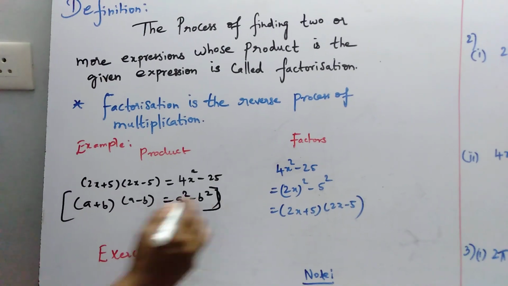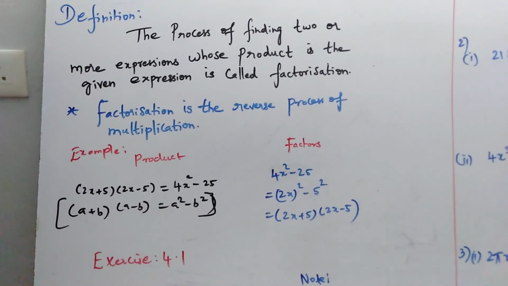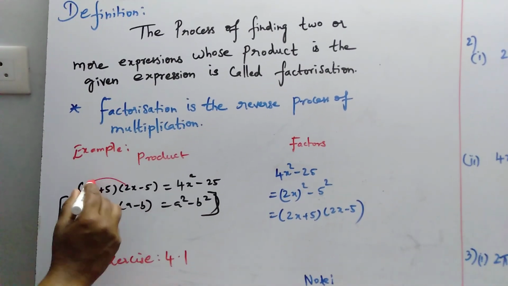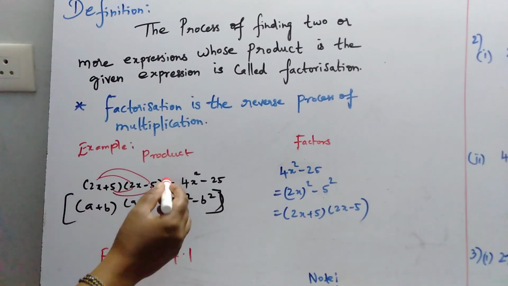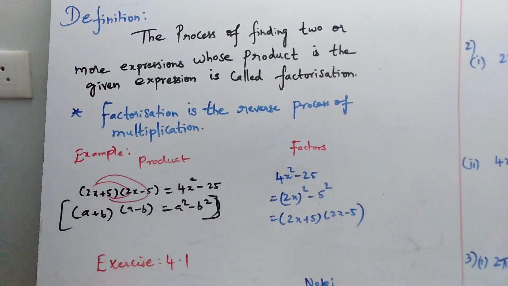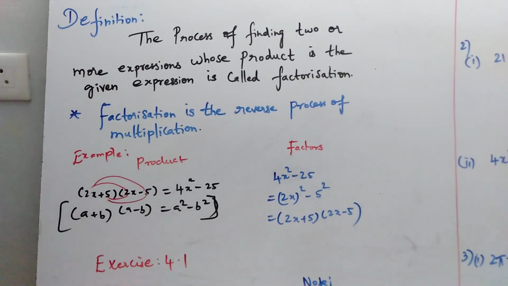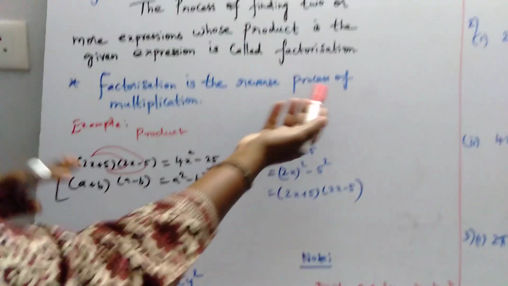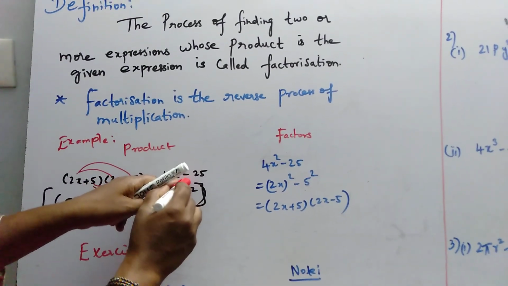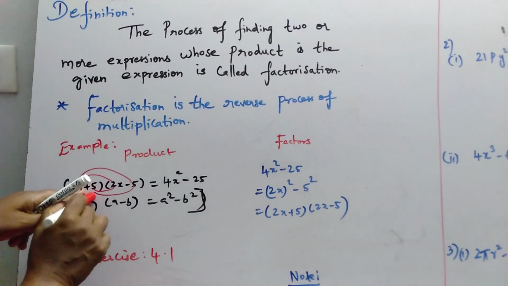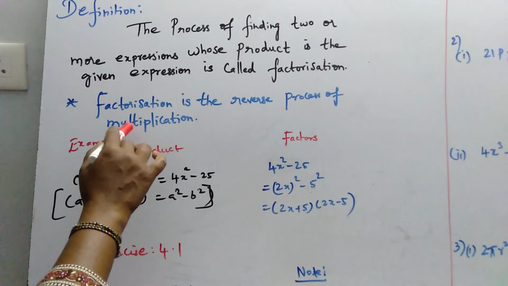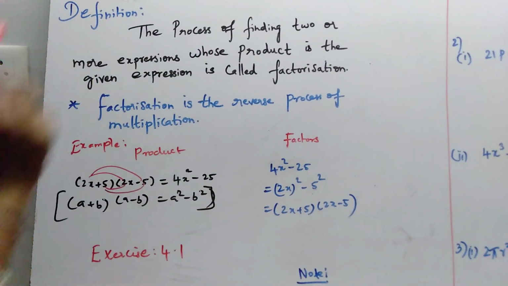Otherwise, if we multiply these two also, we will get 4x square minus 25. Like this also, if we multiply, after all the calculations, you will get 4x square minus 25. So the reverse process of multiplication: we are getting this result, this will be the question for factorization, and this will be the solution after solving. So this is called the reverse process of multiplication, which we call factorization.